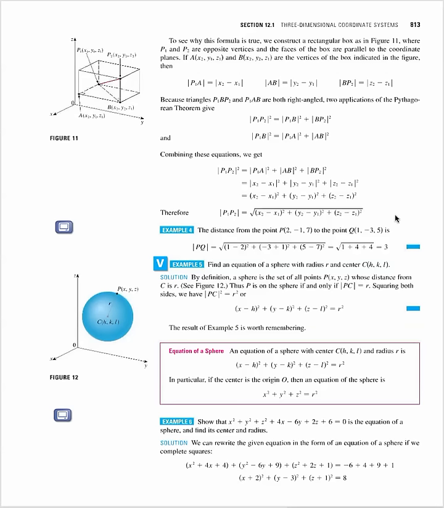It's pretty straightforward. Finally, example 5 says to find an equation of a sphere with radius r and center (h, k, l), and they just use that distance formula, and you should see if you can follow how that works. The result, the equation of a sphere in this box here, will come up a little bit. Example 6 shows how to simplify an equation that might be given into this basic form in the box.